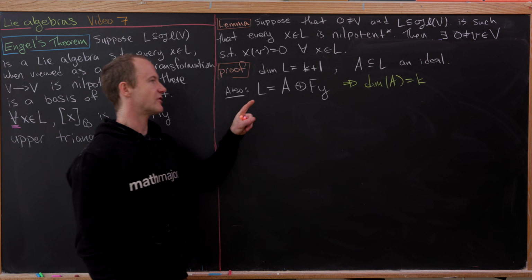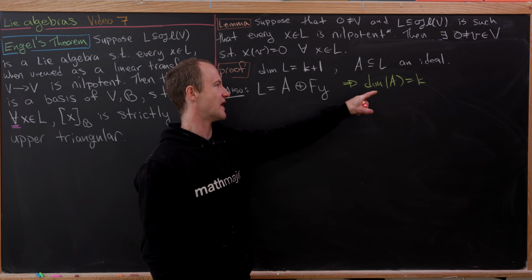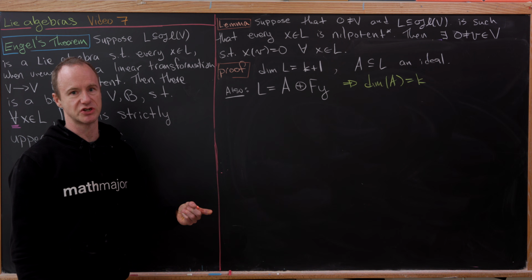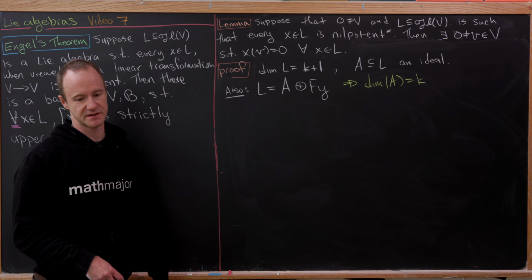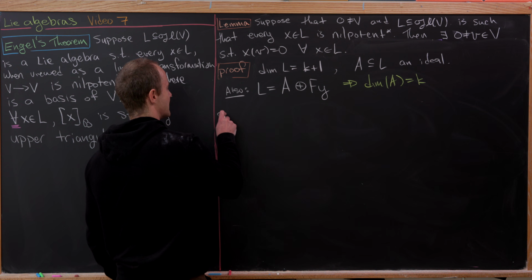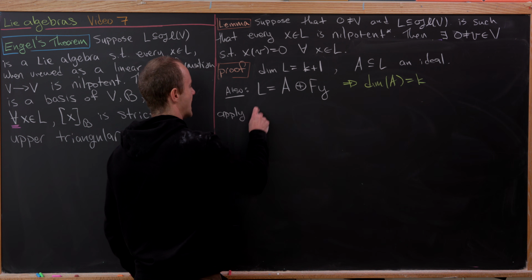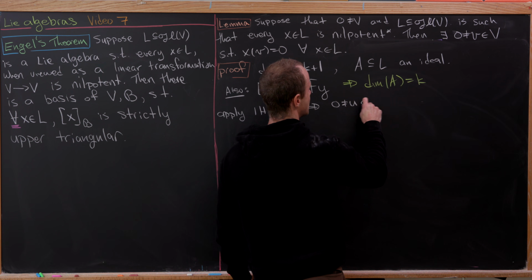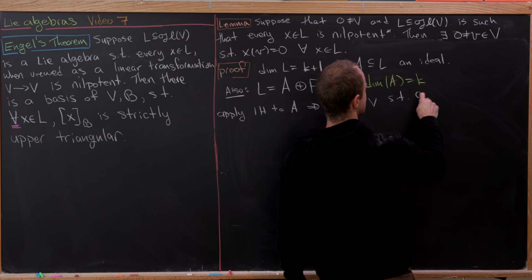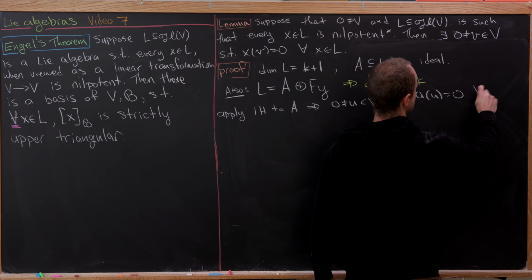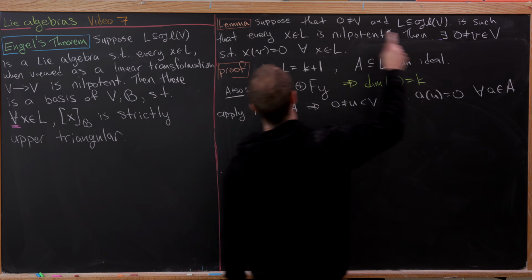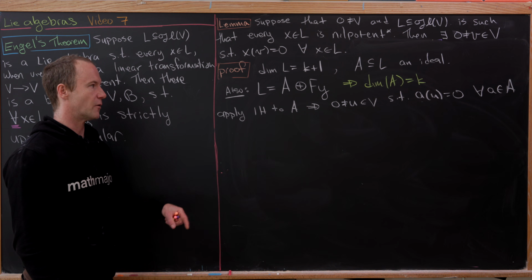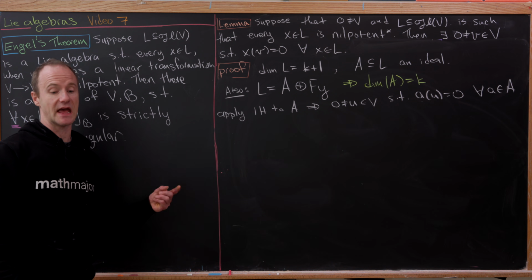And again, we have a couple of important things here: the dimension of A is k, and A is an ideal. But since the dimension is k, which is in the induction hypothesis realm, we can apply the induction hypothesis to A. But what does that give us? Something which I'll call U, which is non-zero inside of V, such that A of U is equal to 0 for all A in A. So again, that's just applying the fact that the result holds for all Lie algebras of dimension k and less.